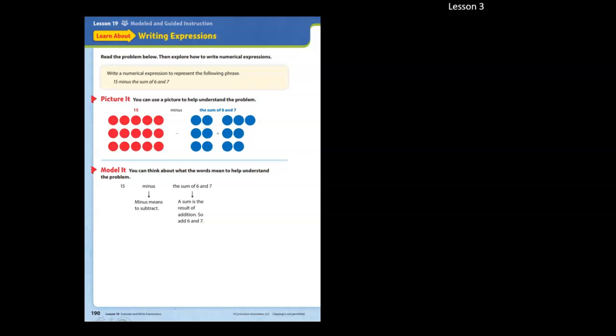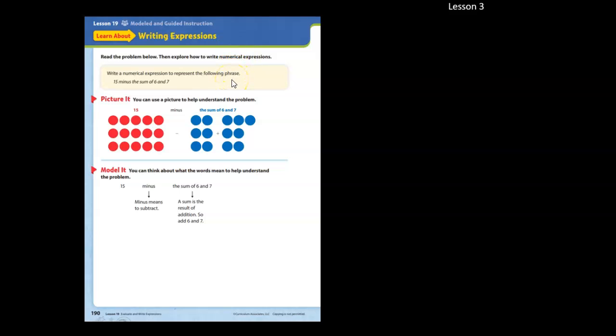Okay, here we are at Unit 19, Lesson number 3. It says that right up here in the corner. This is writing the actual expression. So it says read the problem below, then explore how to write the numerical expression. Numerical means number, so sometimes they call it a number sentence or a word sentence. We're going to look at the numerical sentences, meaning we're going to look at numbers.